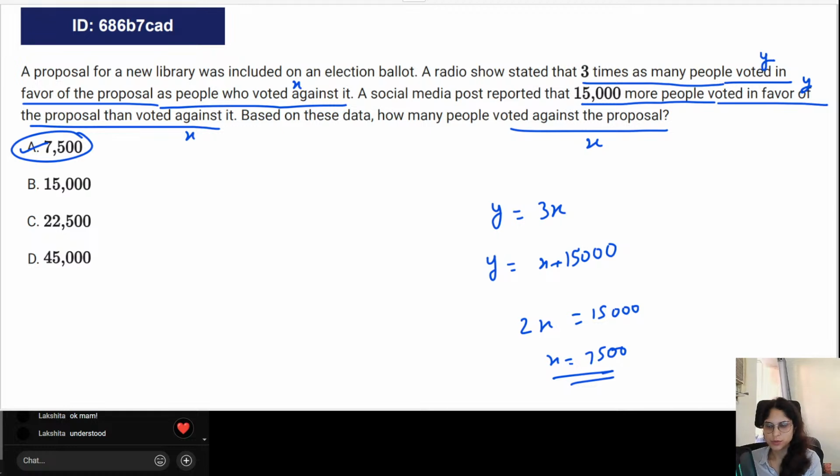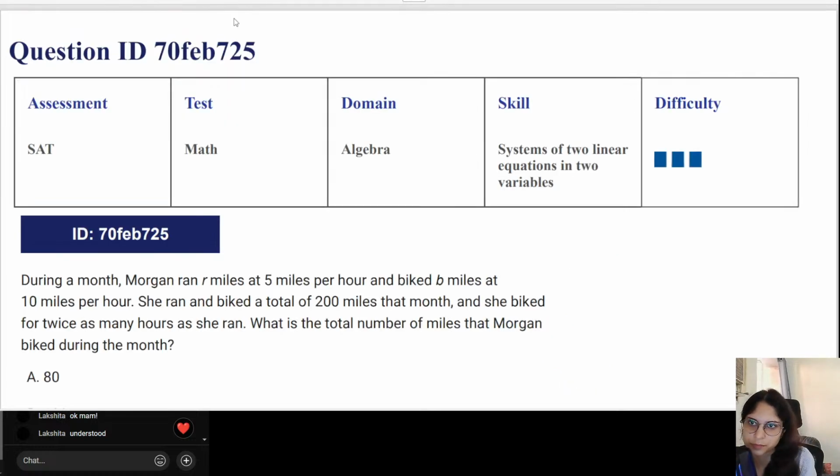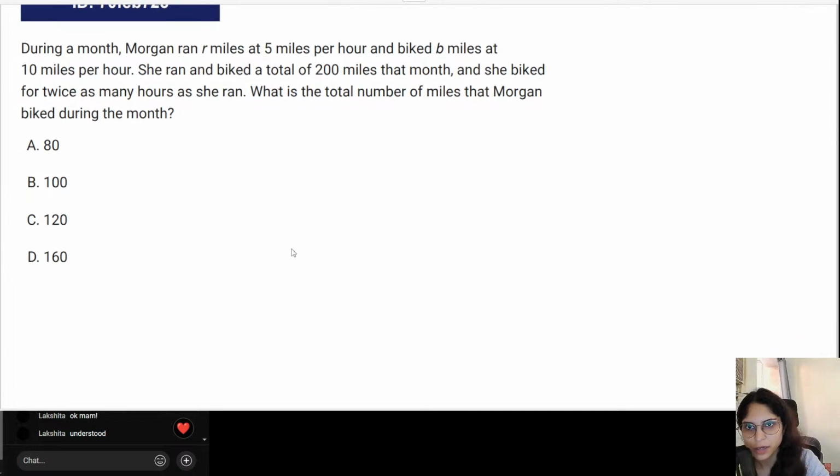Now the hard word problems, there are only three. So let's finish it without the break. Question number 21. During a month, Morgan ran R miles at 5 miles per hour, biked B miles at 10 miles per hour. She ran and biked a total of 200 miles that month, and she biked for twice as many hours as she ran. What is the total number of miles that Morgan biked during the month?